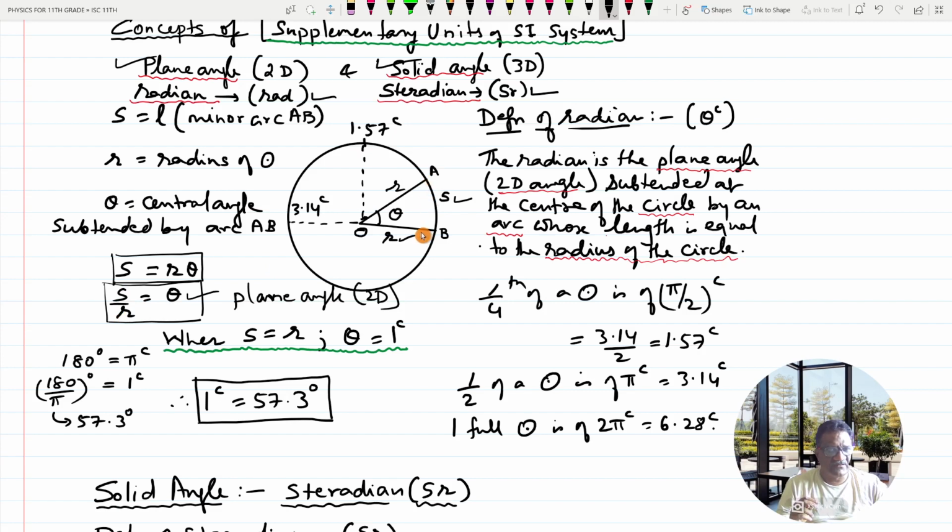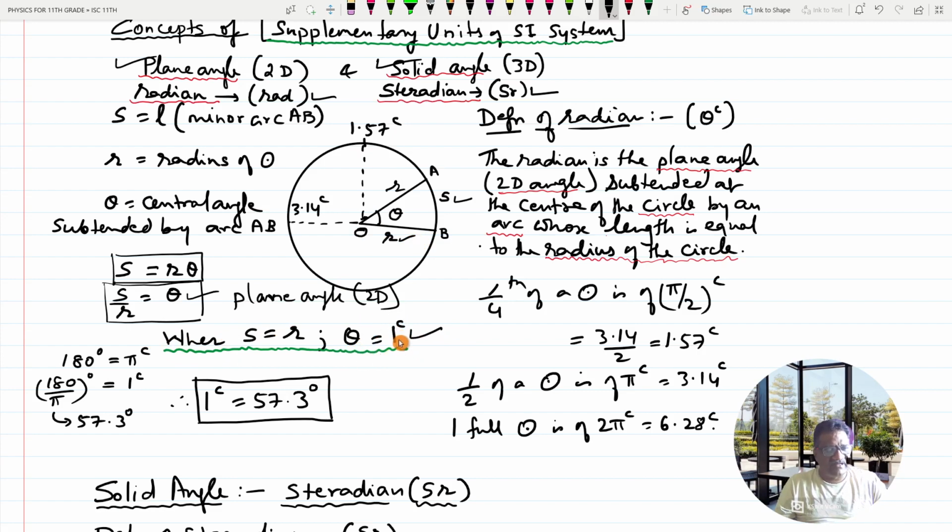The arc and the radius should be of the same circle. When these two are equal, then whatever angle theta is made, that angle theta is said to be 1 radian. So here we come to know that 1 radian is an angle subtended by an arc AB at the center such that the length of the arc AB is equal to the radius. So when S is equal to R, theta is equal to 1 radian.